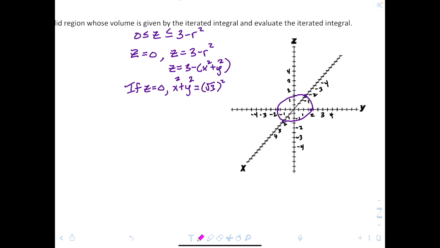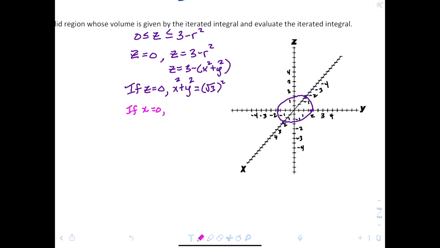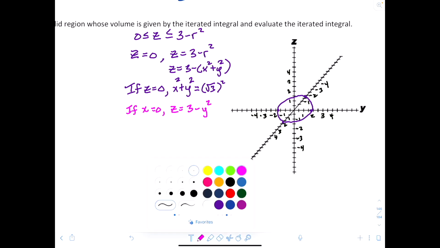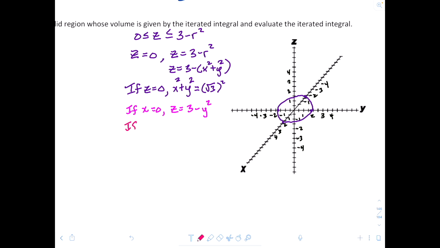So now if I look at this one, let's say x is 0, we would have z is equal to 3 minus y squared. Cool so far? And if y were equal to 0, we would have z equal to 3 minus x squared. And this is coming from this here. Both those are. Cool?